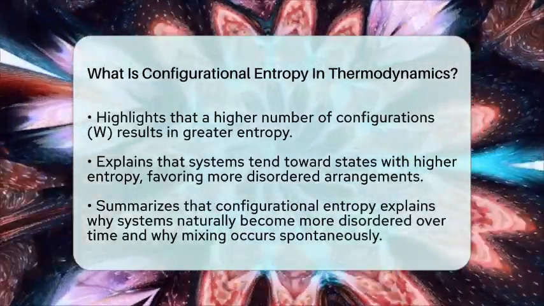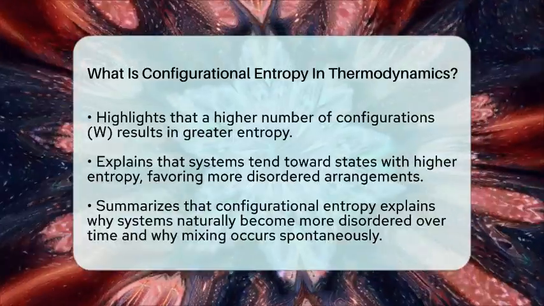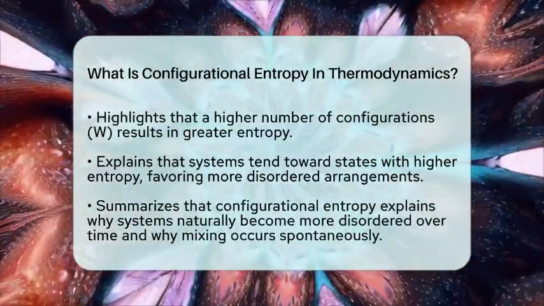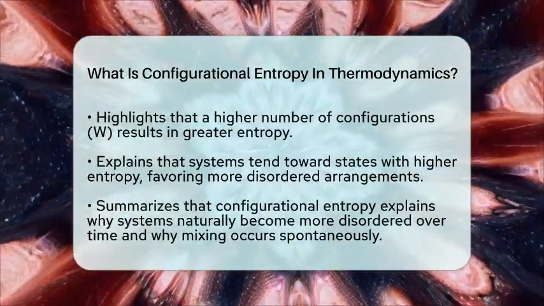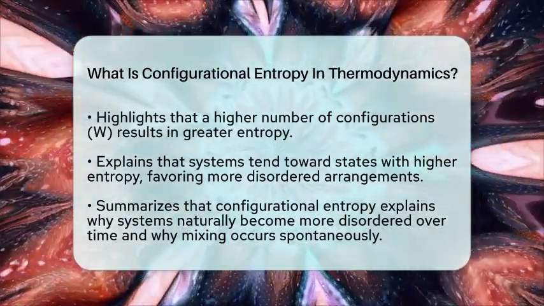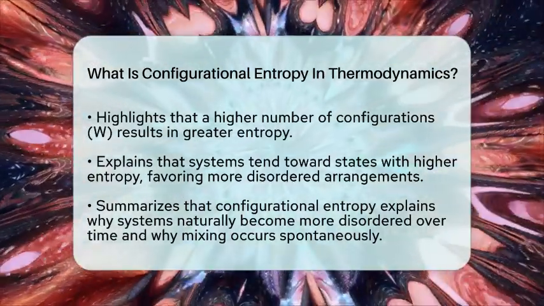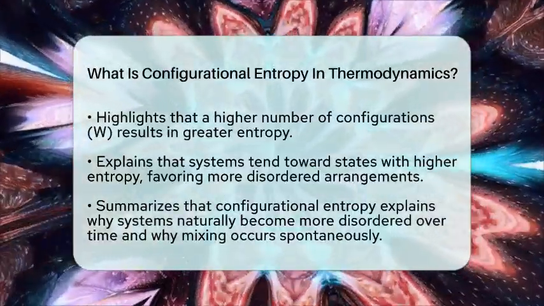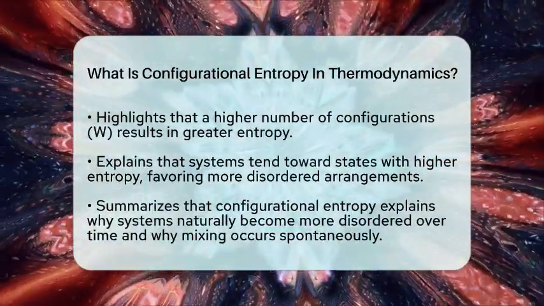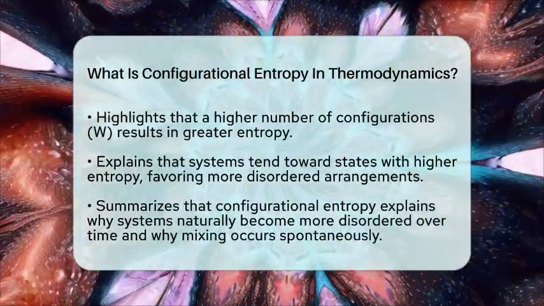In summary, configurational entropy is the part of entropy that measures how particles are arranged in space. It explains why systems tend to become more disordered over time and why mixing and other spontaneous changes happen naturally. It's a simple idea that reveals a lot about how the universe moves toward more probable states.